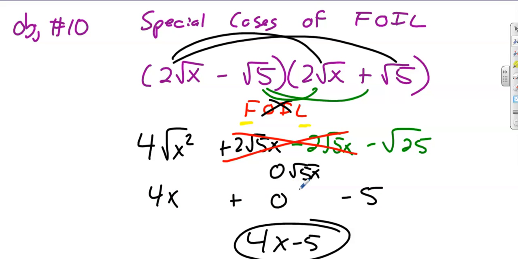So again, special cases, when you see this one, it's always going to work out that way because the only difference here is that this one's going to be a minus and that one's going to be a plus. It's going to be the exact same expression, just different by that one thing. They call those conjugates. And if you multiply two conjugates together, the two middle terms, the O and the I, always knock themselves out. And it just leaves you with the first times the first and the last times the last.